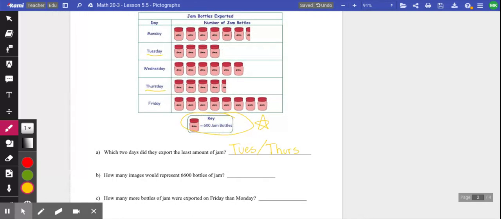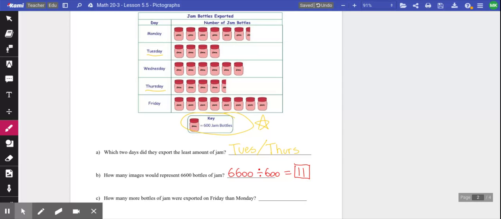Part B, how many images would represent 6,600 bottles of jam? So if the total was 6,600 and I had to decide how many pictures I needed for that, then I would have to divide that by 600. 6,600 divided by 600 tells me that I would need 11 pictures to represent 6,600.